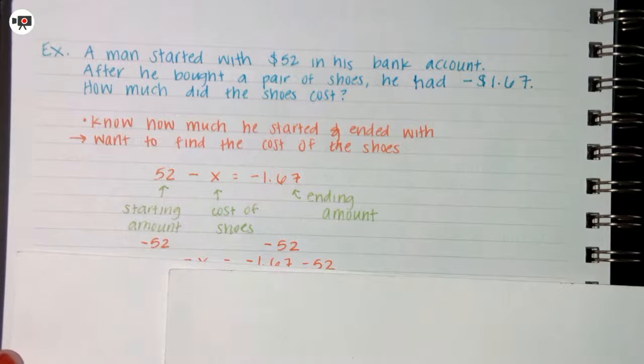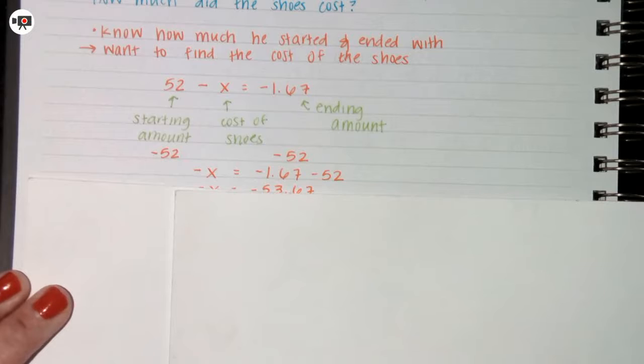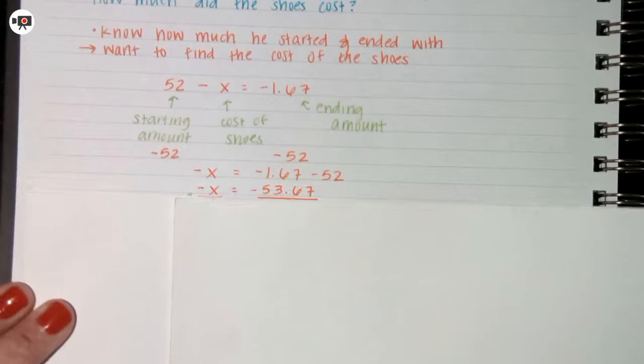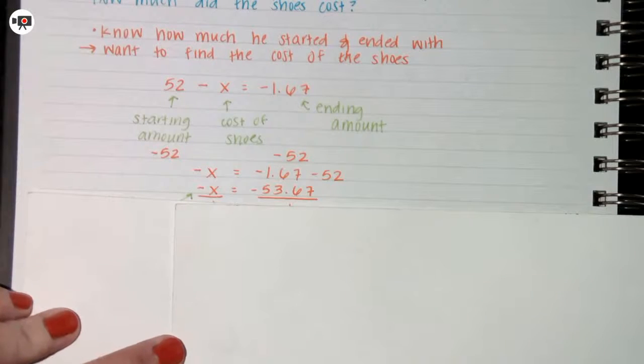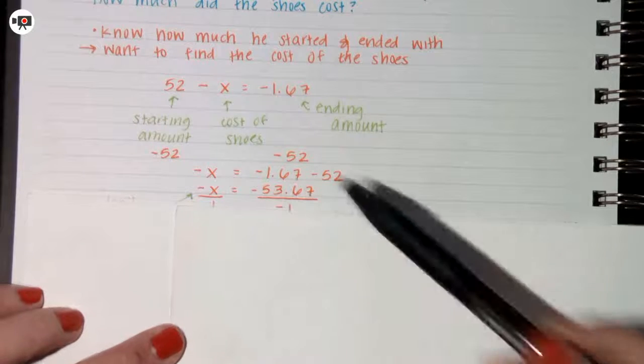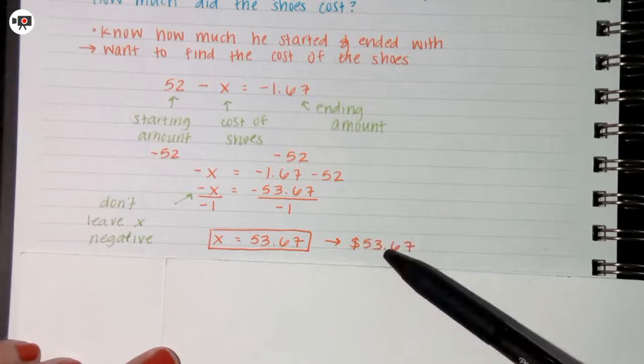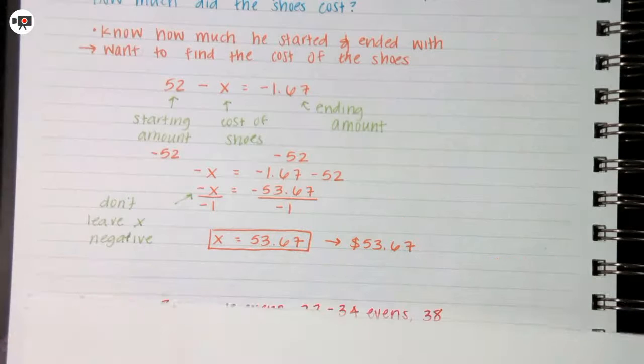So to solve for x, I'm going to subtract 52 on each side to get negative x equals negative 67 minus 52. That's negative 119. Then to get this negative to the other side, we divide each side by negative 1. So we get our answer is $119.